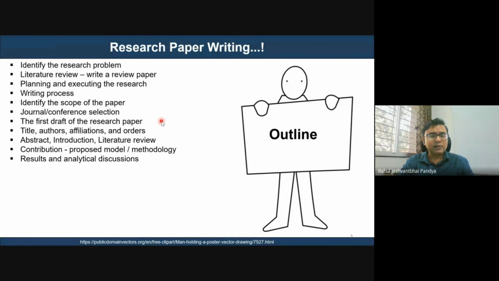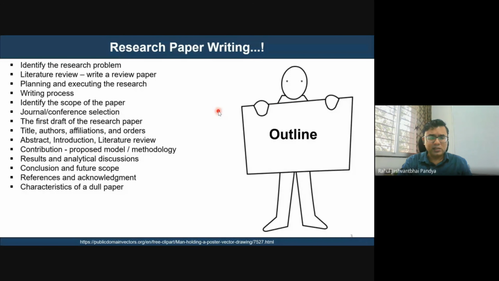Subsequently, results and analytical discussions would be provided in the next section, and then finally we conclude. Future scope generally is a part of a thesis, not of a paper, but we can conclude the current studies and the outcomes we have found, and then add the references and acknowledgements.